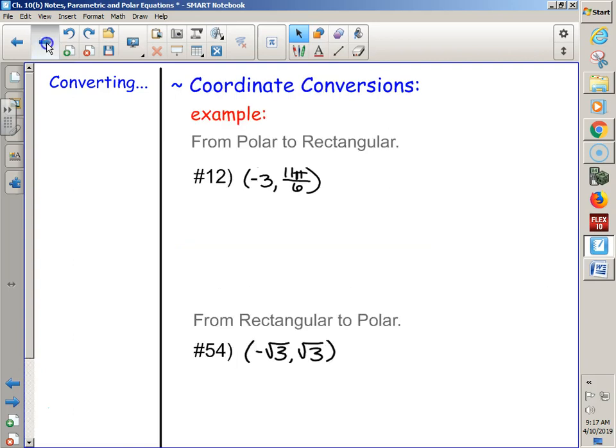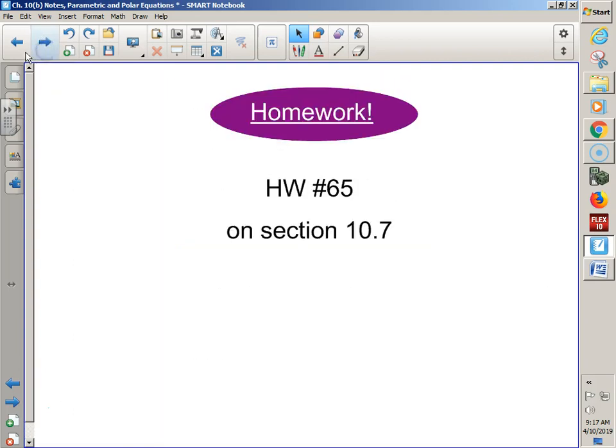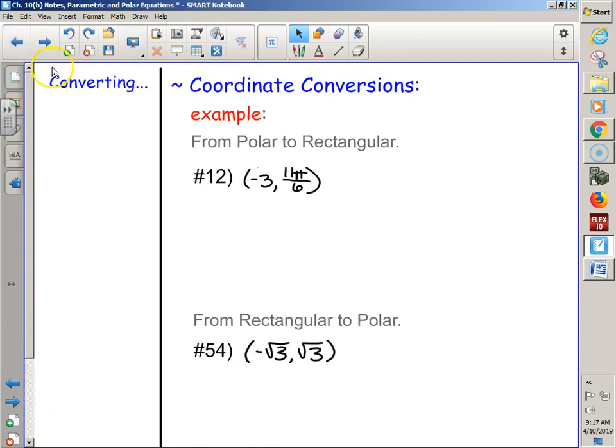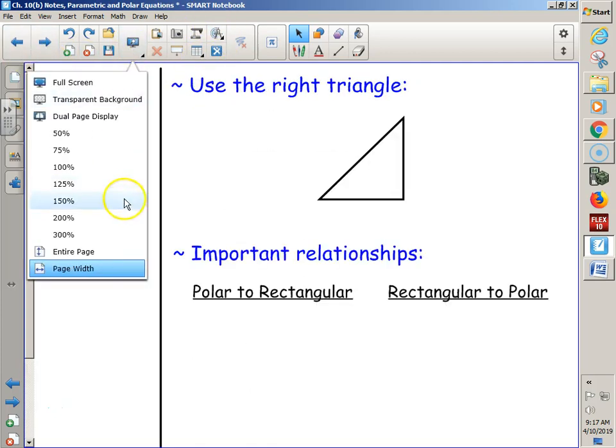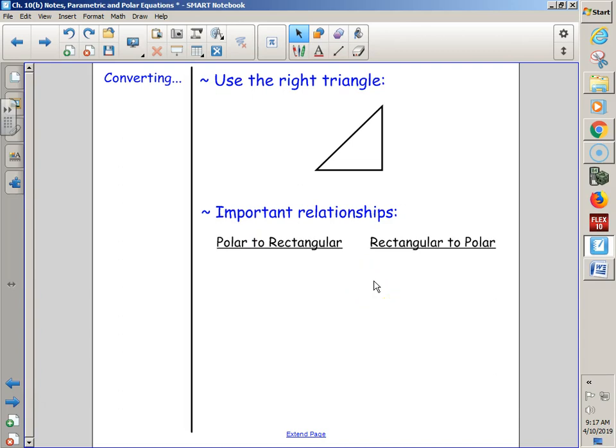Let's talk just a little bit about converting because that's going to help with homework a lot. I'm not going to do everything. I think I'm just going to do this page and maybe one example and then let you guys start working. So, converting.